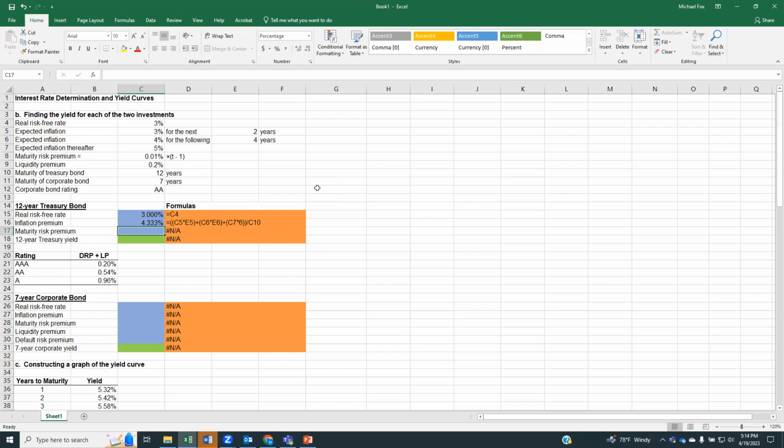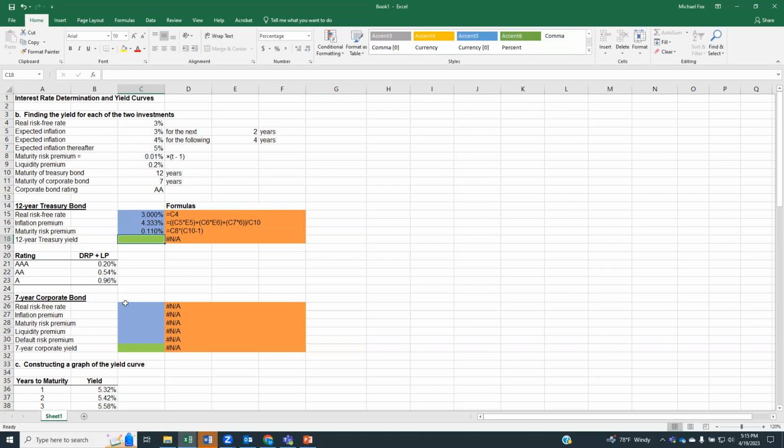Now we have a maturity risk premium. You'll notice it tells us right here, it's 0.01% times t minus 1, where t is the amount of time. So this should equal 0.01 times C10, which is the number of years, 12 in this case, minus 1. That will give us our maturity risk premium.